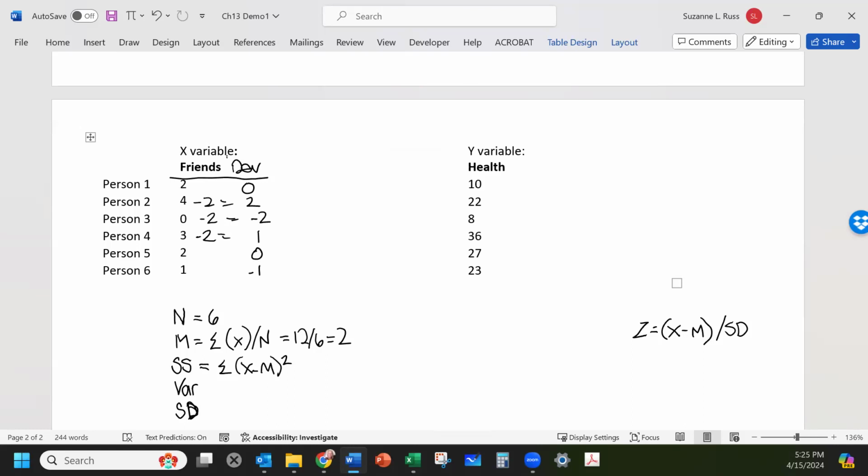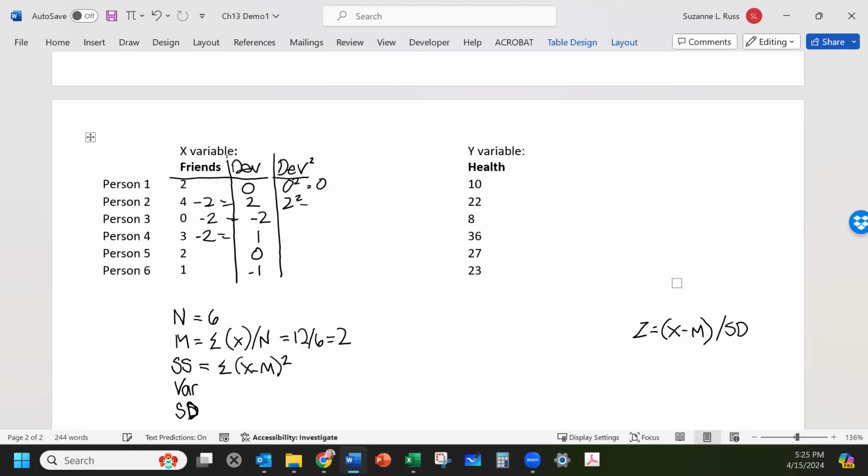We square all these up. So we know we have to square these deviations. And so let's go ahead and get, I'm going to draw a line here too, just for the sake of clarity. So 0 squared is 0.